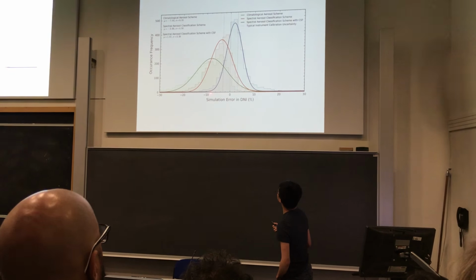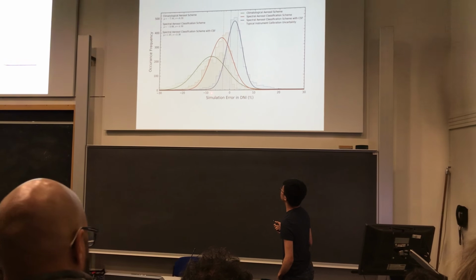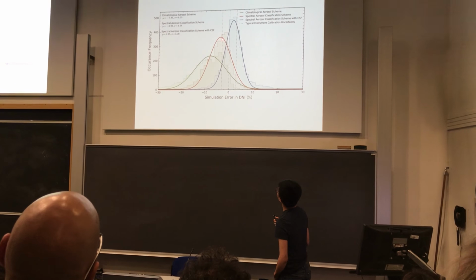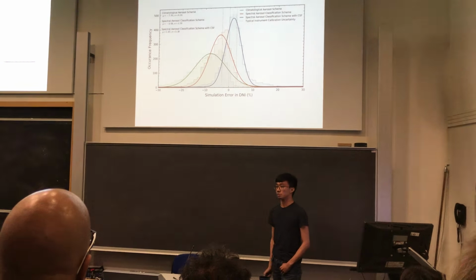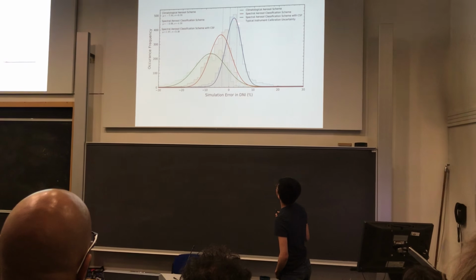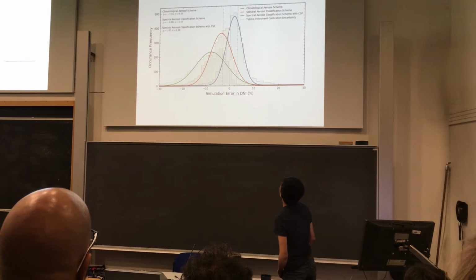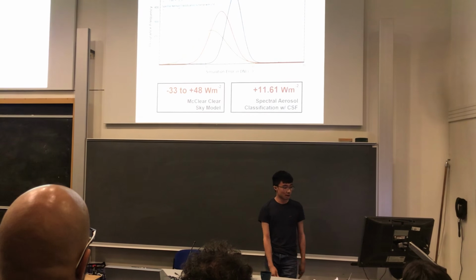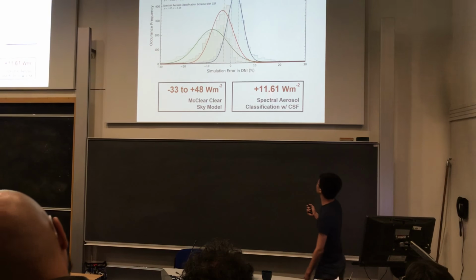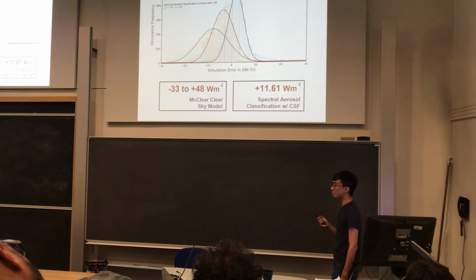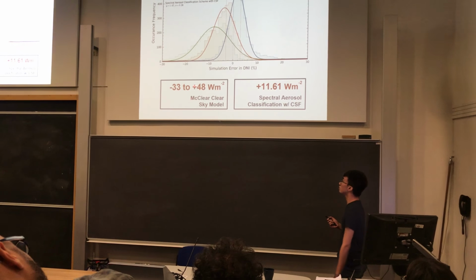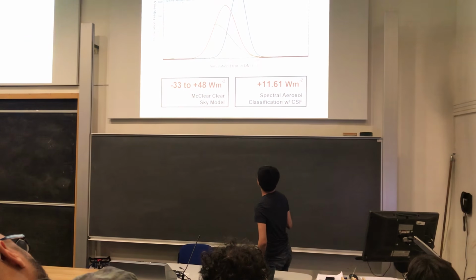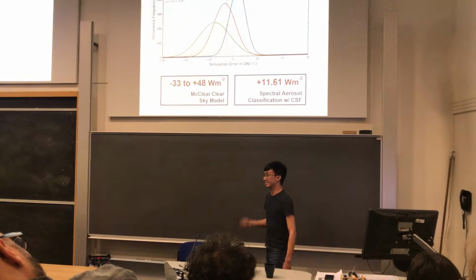You can see the simulation presents a 10% negative bias, and if we allow spectral aerosol classification, then we start to improve the bias. But it's only when we also include the circumsolar factor that we manage to estimate this broadband DNI to better than 2%, and this is well within the instrument uncertainty at Santiago, Chile. So 2% translates to about 11 watts per meter squared. The current standard literature approach produced minus 33 to 48 watts per meter squared. So our approach to estimating spectrally resolved DNI outperforms, or at least is as good as, existing literature.